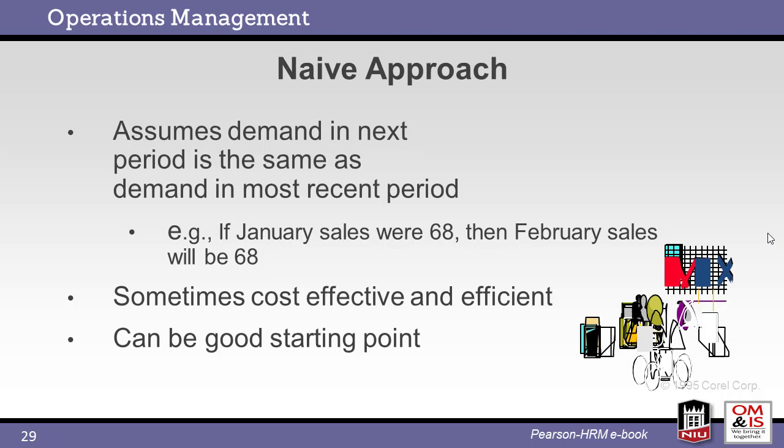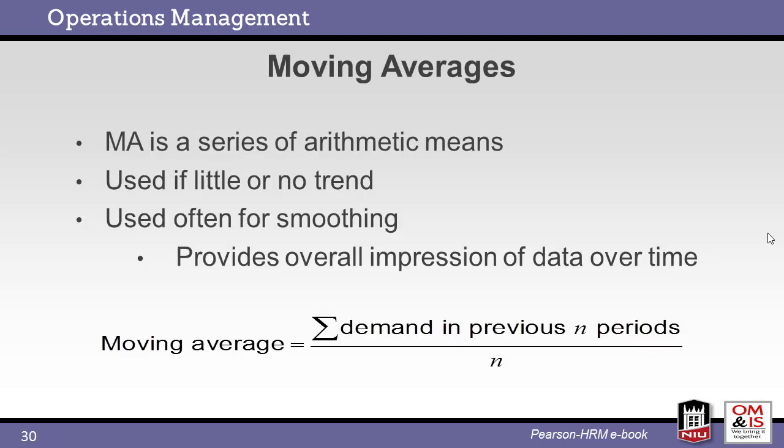The naive approach simply assumes that today's demand will be the same as yesterday's. The time period may be any length defined by the forecast. This is where most organizations start. The next step is the use of moving averages. Moving averages are used to smooth demand over time when there is no trend. The moving average is calculated as the sum of the demand in a certain number of periods n divided by the number of periods chosen.